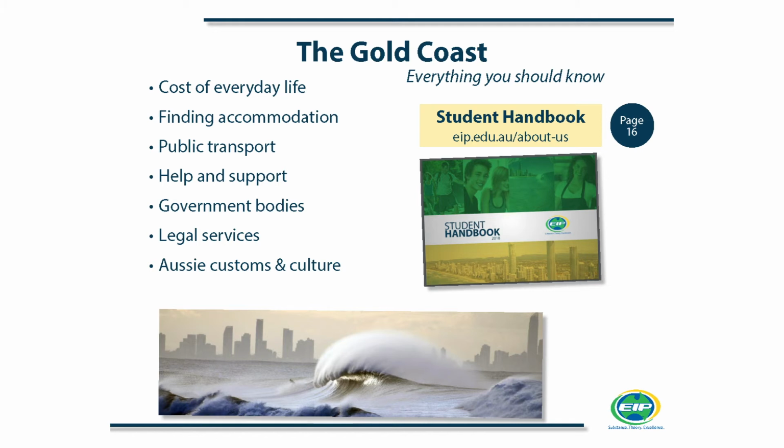For information on the Gold Coast, it's back to the student handbook. Inside the handbook you'll find all sorts of details about living here in Surfers Paradise and the surrounding suburbs. Some of the information that is included concerns the cost of everyday life, finding accommodation, public transport, how to get help and support for various issues, the details for contacting government bodies, legal and medical services, and there's also information in there about Australian customs and culture.